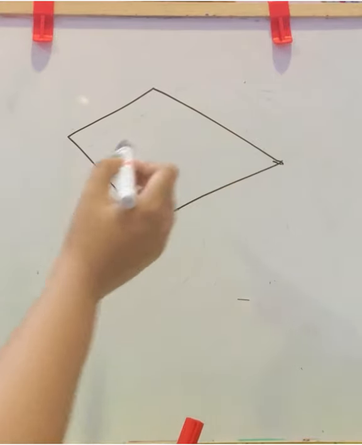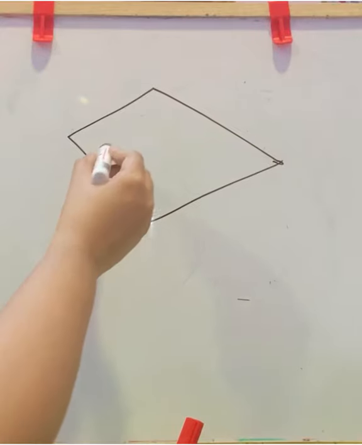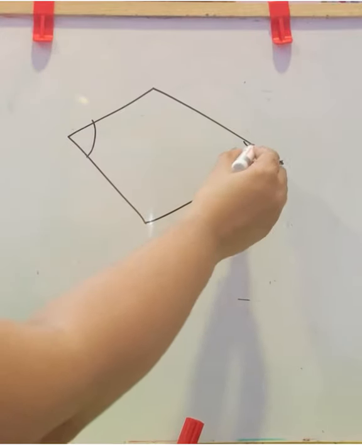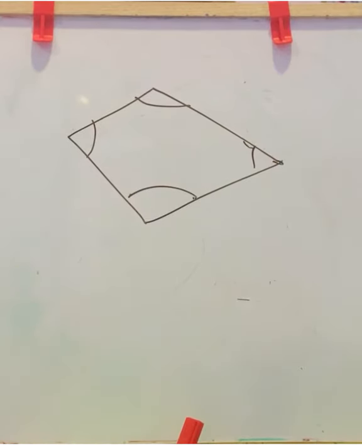Don't want to measure and draw. Just draw a rough figure. Here, let these two angles be equal, but these two angles are not equal. Then this is not a parallelogram.